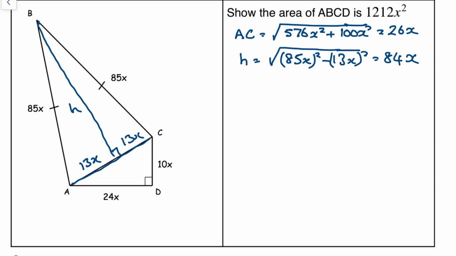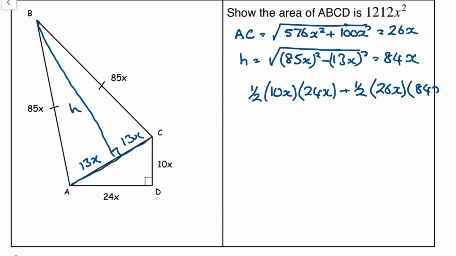So therefore the height of the overall shape, or the triangle down here, the smaller triangle, its area is going to be a half times the height, which is 10x, times the base, which is 24x. And the big triangle is going to be a half times the base, which is 26x, times the height, which I've just worked out to be 84x. So let's get my calculator and do this carefully.